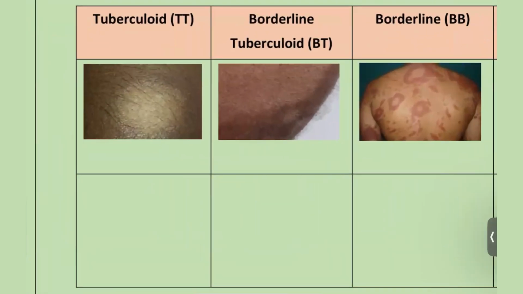These tuberculoid types usually contain only 1 to 3 skin patches, and these patches are annular, well defined, and central clearing is seen in this patient. Also called a saucer shape, that is seen in the tuberculoid type.